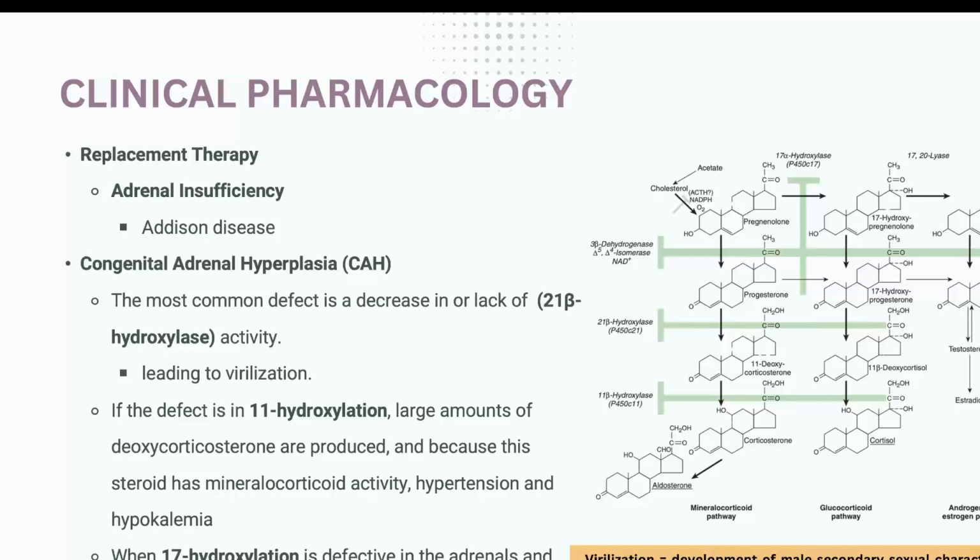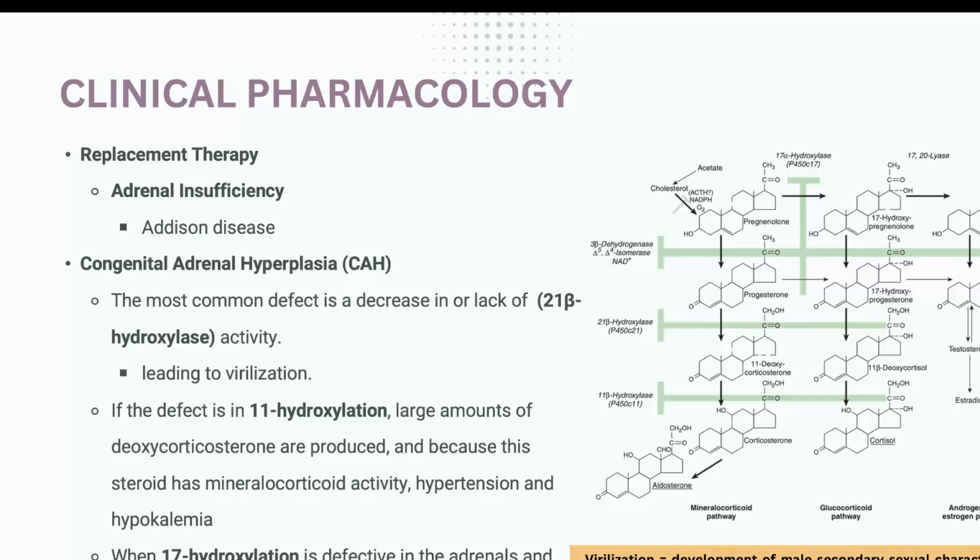So what do we mean by virilization? Look here: development of male secondary sexual characteristics in females. It means the female shows some secondary male characteristics, like for example hoarseness of the voice and increased hair on the face. So these are male secondary sexual characteristics.